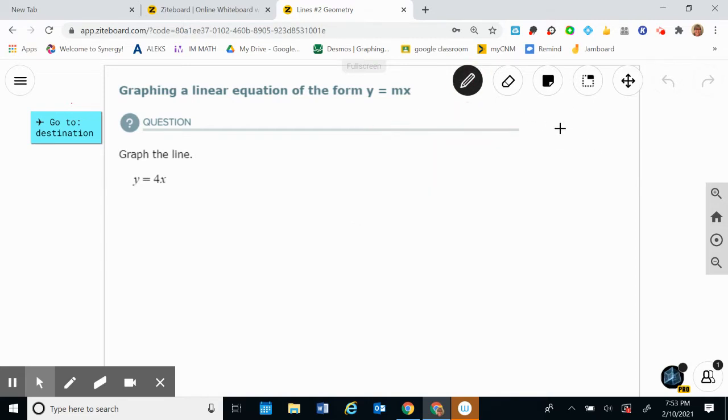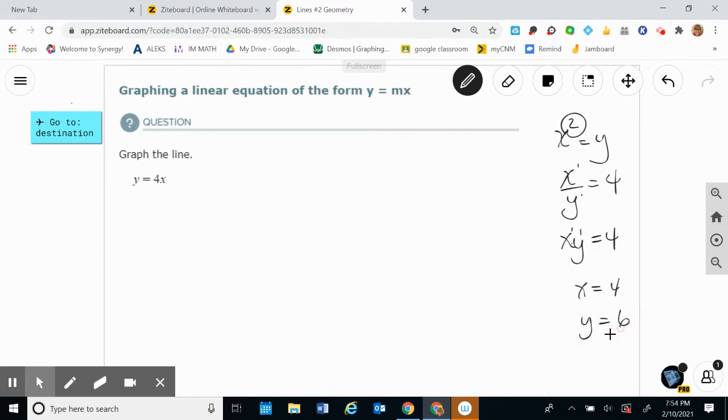Just so you know, this is not a line because it has a square. This is not a line because even though it has x to the 1 and y to the 1, they aren't on the same level. This is not a line, because even though they are on the same level, they're multiplying. This is a line. This is a line. This is not a line. This is not a line.